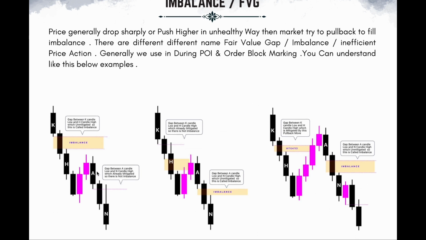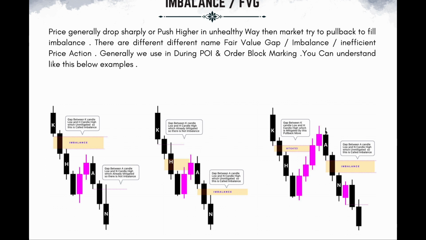Right, so let's look at another example. The gap between the A candle's low and the N candle's high has already been mitigated, so there is no imbalance between the A and N candles here. Let us look at the last diagram, the same diagram right here. For the K and the H, previously we know there was an imbalance in between. By the end, the price filled the gap. So when the price fills up the gap, then there is no imbalance anymore.